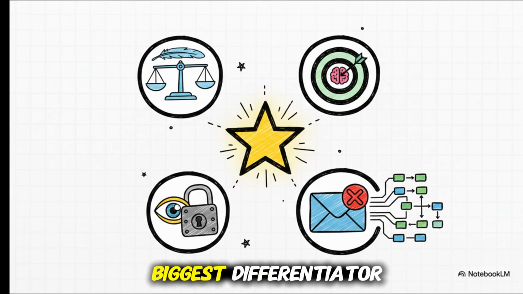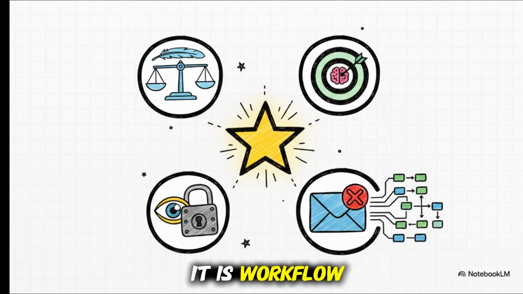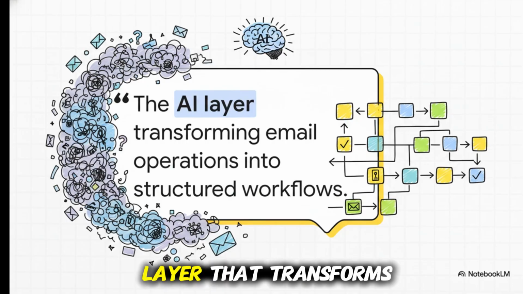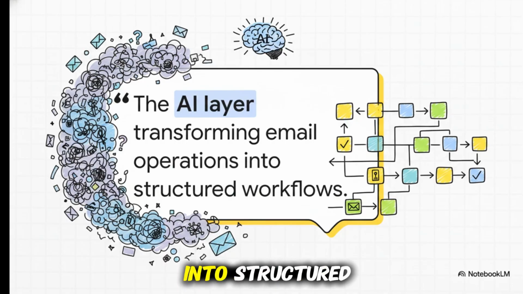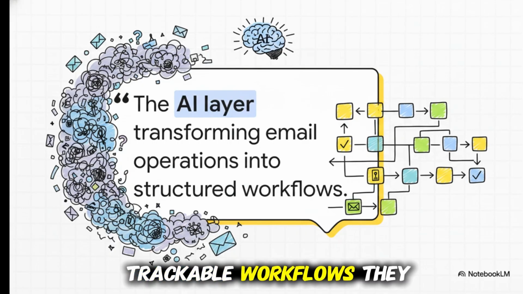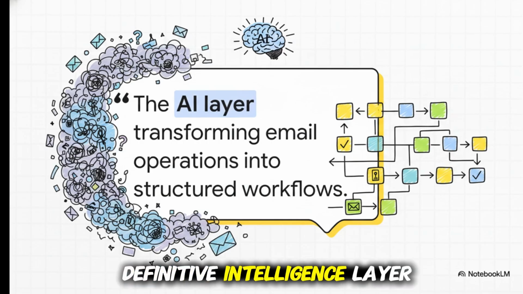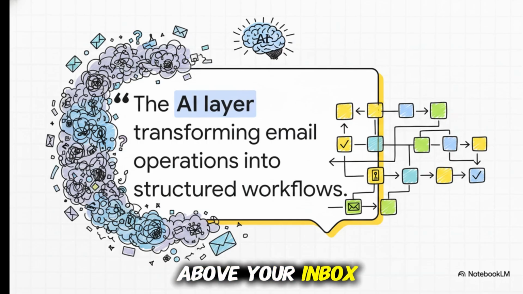But the absolute biggest differentiator? It is workflow-focused, not email-focused. And that makes it endlessly expandable across almost any industry. Which brings us to the ultimate strategic vision. The goal is to become the AI layer that transforms email-driven operations into structured, trackable workflows. They aren't trying to build another email app here. They're building the definitive intelligence layer that sits directly above your inbox to finally make sense of all the chaos.